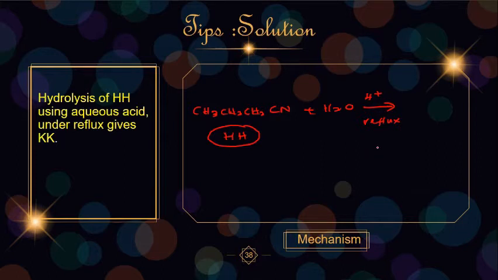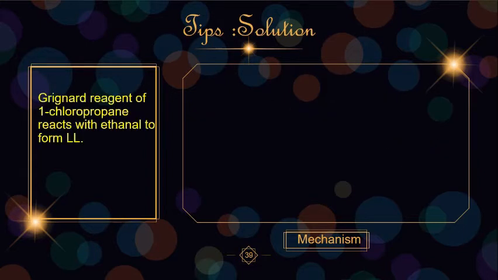So, you just recap. From here is CH3, CH2, CH2. So, how's about CN? CN ni dah jadi C double bond O, H. So, this is actually structure for KK. Okay. So, Grignard reagent of 1-chloropropane react with the ethanal to form. Okay. So, actually, what is the Grignard?